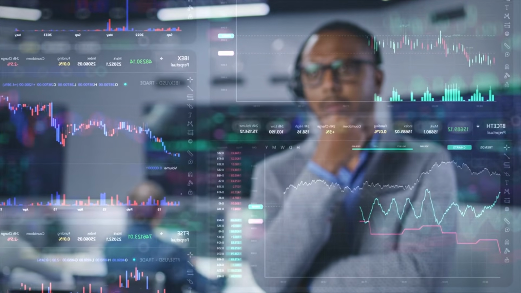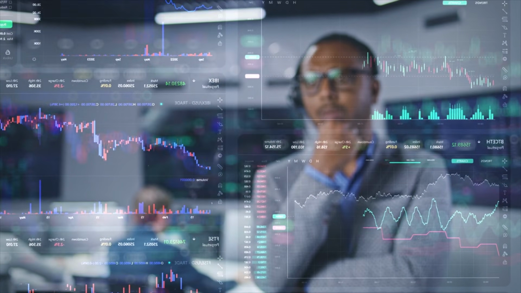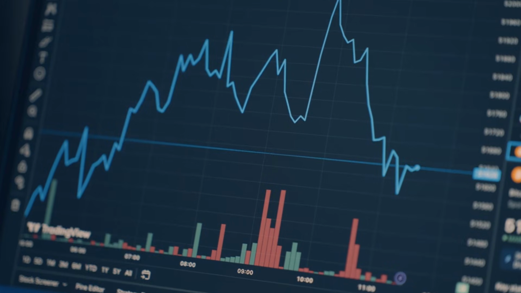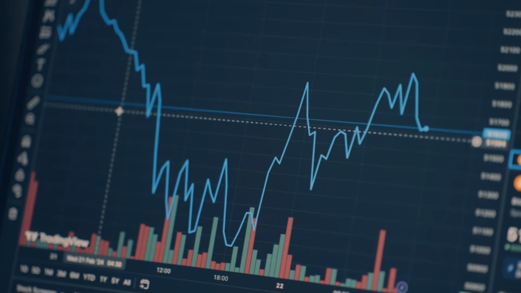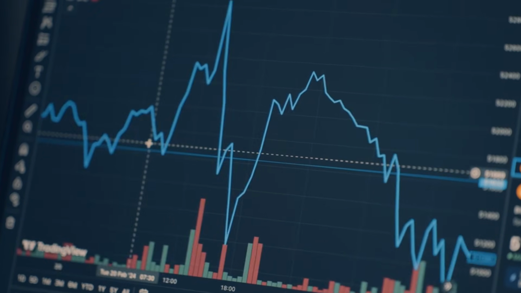Remember, options trading involves significant risk, and stop losses are one of the best tools available to help you minimize those risks effectively. Stay disciplined, keep learning, and always stick to your strategy.